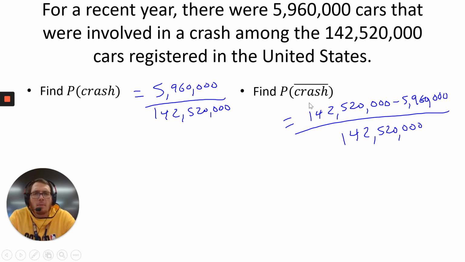Then this says find the probability of not a crash, because remember the bar over it means not, or its complement. So essentially just take this 5,960,000 away from the 42 million number and then still divide by the total. But what should happen here is these 2 answers that I find when I put them together should equal 1 or 100%. The reason for that is an event and its complement are separate, but then they add together to equal everything. So they should add up to 100% because either it was involved in a crash or was not involved in a crash.